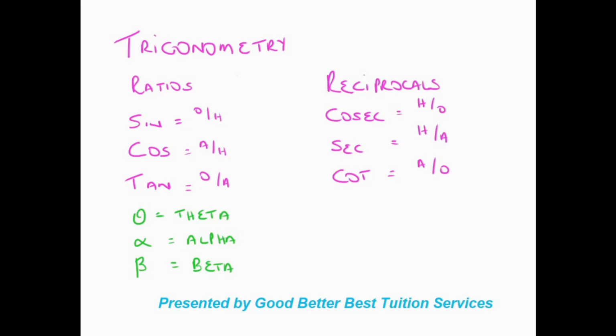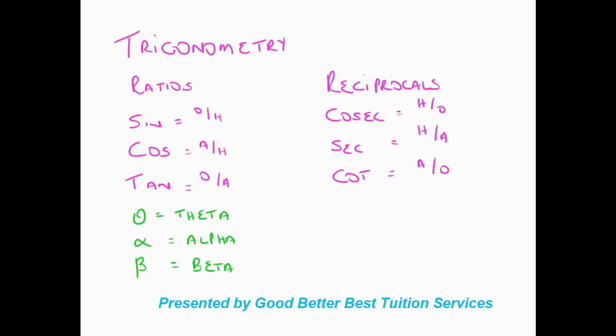The first ratio is sine, and that will always be opposite over hypotenuse. Our cos is adjacent over hypotenuse, and our tan is opposite over adjacent. The reciprocals are the inverses of these ratios. So cosec would be hypotenuse over opposite, sec is hypotenuse over adjacent, and cot is adjacent over opposite.